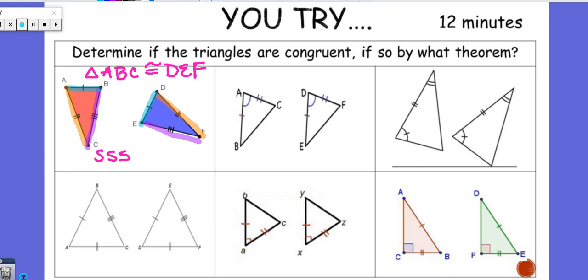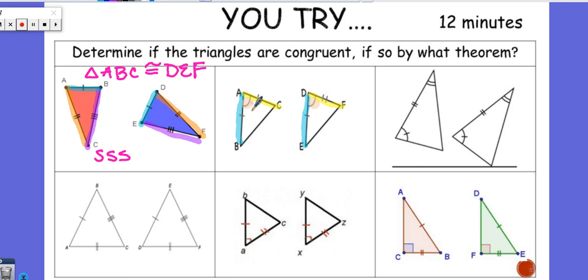This one here, I have this side matches this side. This angle matches this angle. And this side matches this side. Well, here's what I have. I have a side that matches, an angle that matches, and a side that matches. And what's key is my angle is in between the two sides that match.